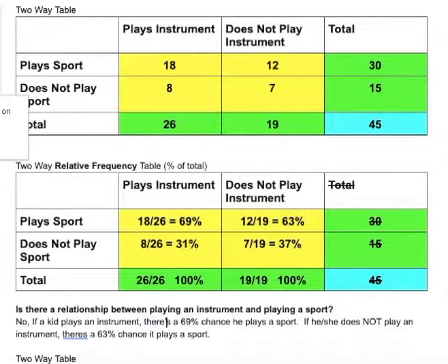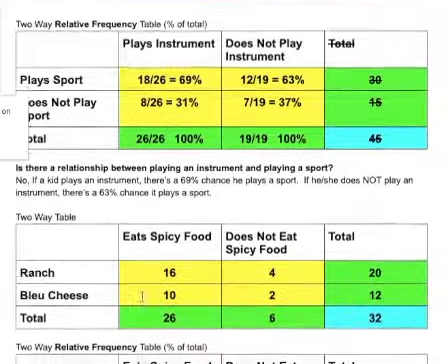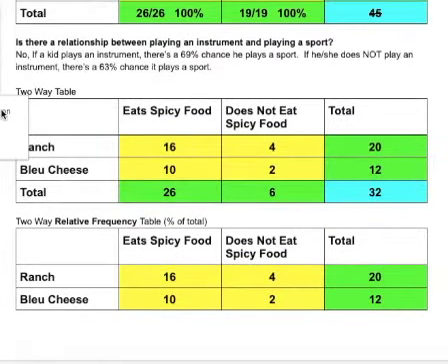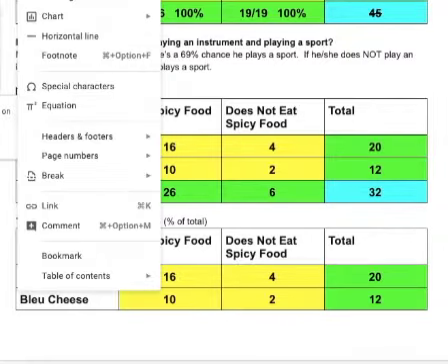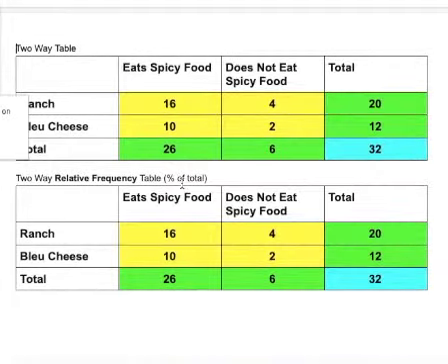Comparing playing an instrument versus not playing an instrument doesn't make a big difference. So let's look at the spicy food one again. That's fun. I'm always one row short. Very last example, we can do this one probably quickly. But again, if I make this into a relative frequency table, it's the same numbers. No, they're not the same numbers.